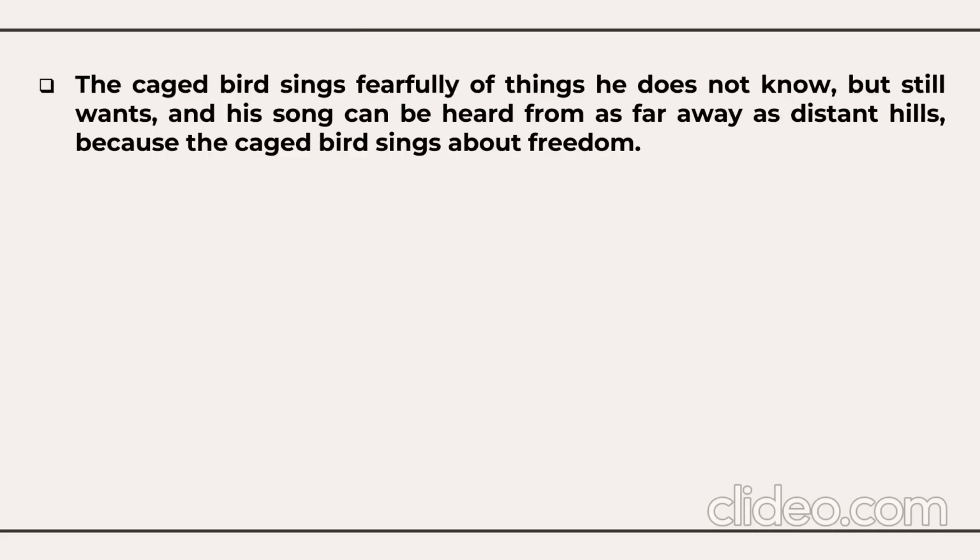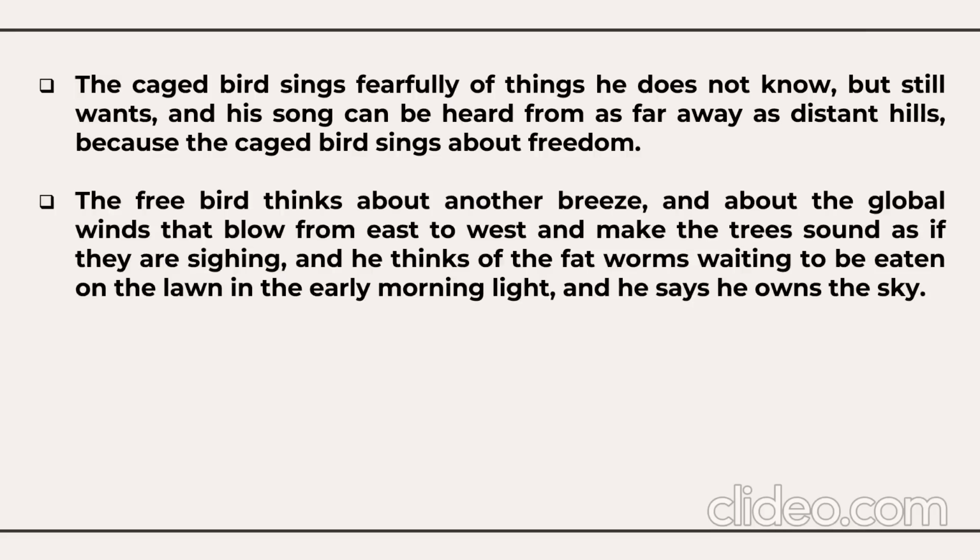The caged bird sings fearfully of things he does not know, but still wants, and his song can be heard from as far away as distant hills, because the caged bird sings about freedom. The free bird thinks about another breeze and about the global winds that blow from east to west and make the trees sound as if they are sighing. And he thinks of the fat worms waiting to be eaten on the lawn in the early morning light, and he says he owns the sky.